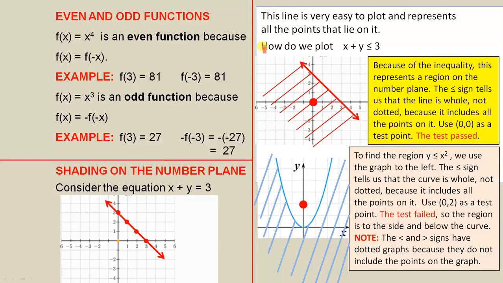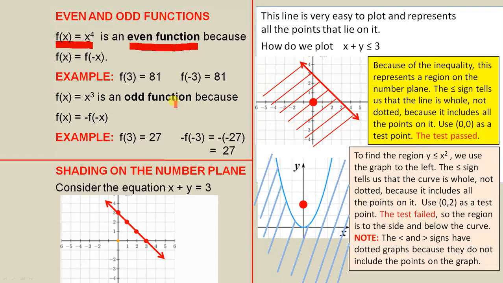Even and odd functions. f(x) equals x to the power of 4 is an even function because f(x) equals f(minus x). Here is an example. We're going to use f(x) equals x to the power of 4 to look at this specific example. f(3) is 81 because 3 to the power of 4 is 81. f(minus 3) is 81 because minus 3 to the power of 4 is 81. So f(x) equals f(minus x), and that is why it is an even function.